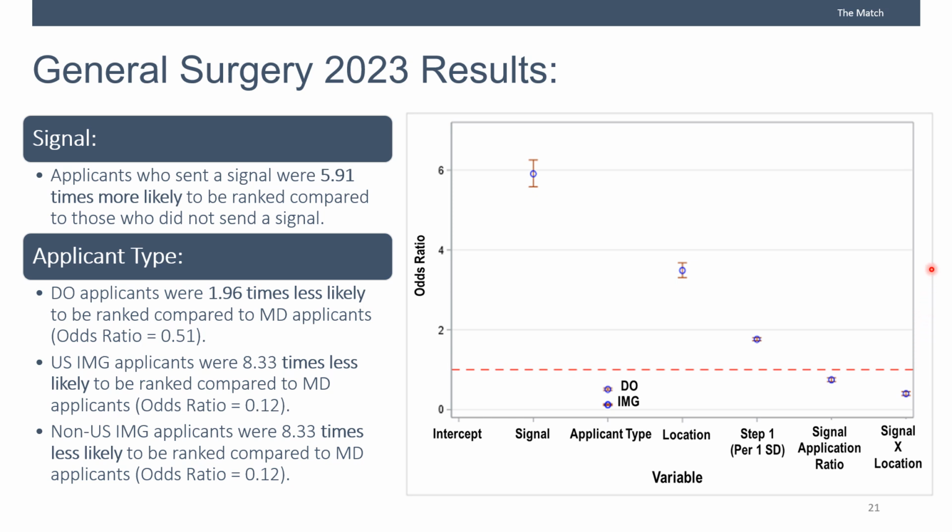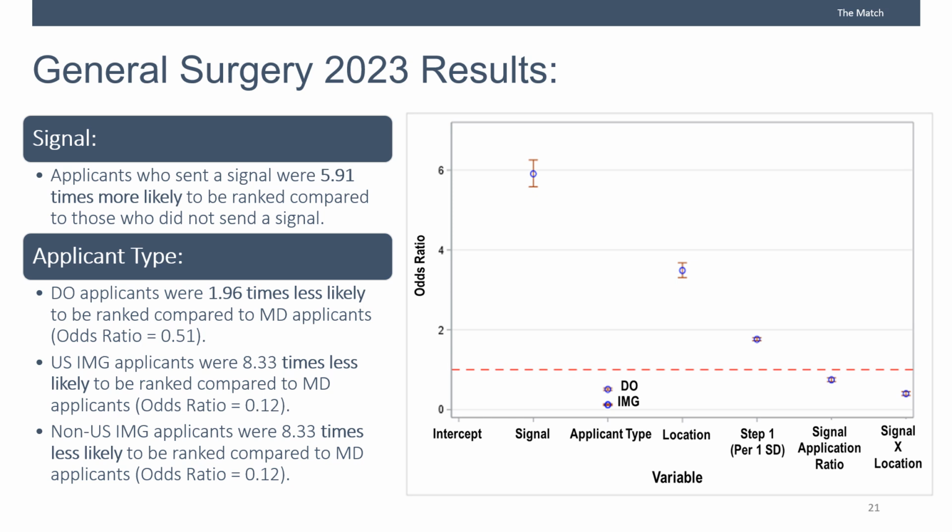Therefore, values that are above that indicate odds ratios larger than 1, which means that predictor increases the likelihood of being ranked, whereas predictors below the red dashed line denote odds ratios less than 1, which means that predictor decreases the likelihood of being ranked. So let's get into it. Looking at our signal predictor, applicants who sent a signal were 5.91 times more likely to be ranked compared to those who didn't send a signal.